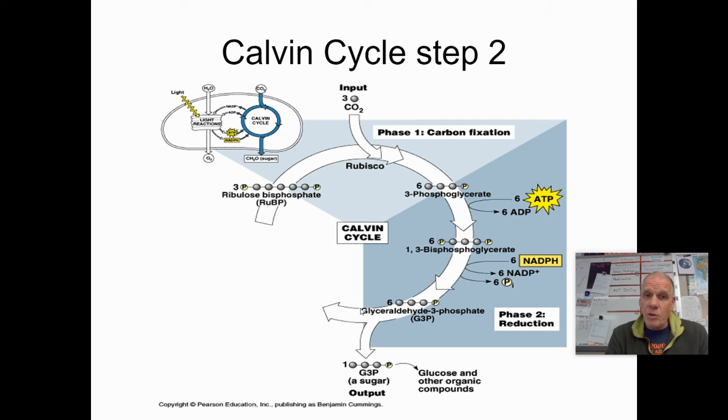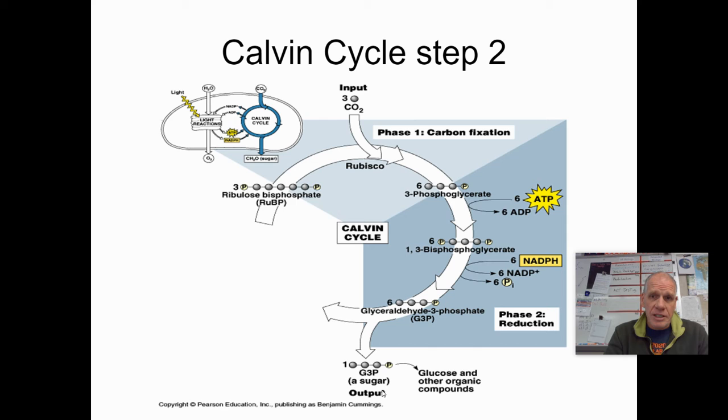One comes out, so we're now back down to 15 carbons. One is going to be a 3-carbon sugar, and that 3-carbon sugar will be combined with another 3-carbon sugar to make glucose in a separate metabolic pathway. All right, so phase 2 is reduction. Also notice the number of ATPs we have currently used. We've used 6 ATPs and 6 NADPHs, so now they're equal, they're balanced.